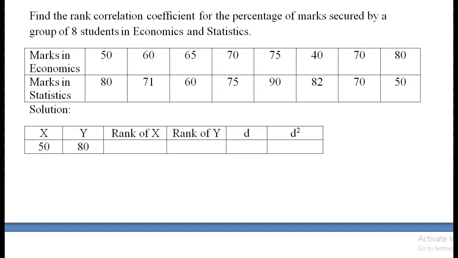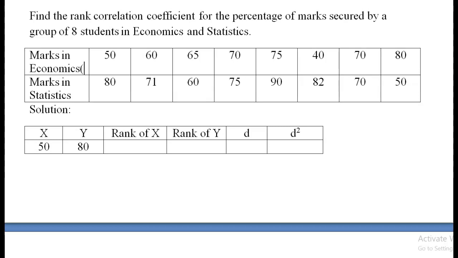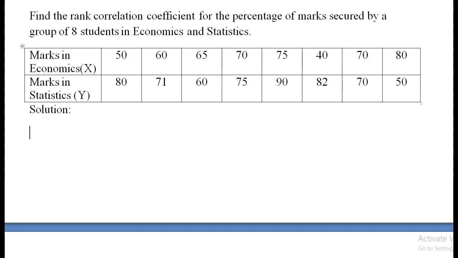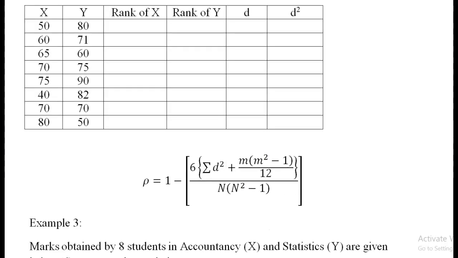Find the rank correlation coefficient of the percentage of marks secured by a group of 8 students in economics and statistics. Here n is equal to 8, x represents the marks in economics and y represents the marks in statistics. These are all the details given. Now we have to find the rank correlation coefficient. For that, for the given data, first we have to fix the ranks. How do we fix the rank?